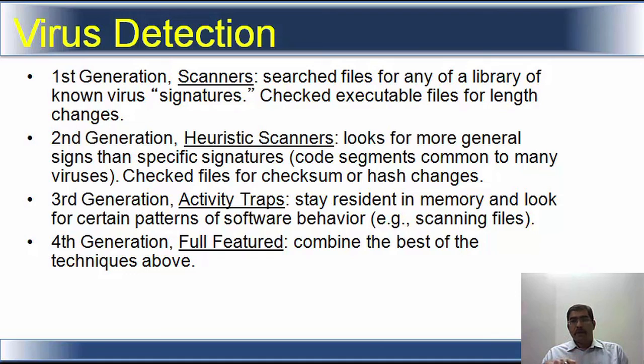The third generation was called activity traps. They stay resident in memory and look for certain patterns of software behavior, for example, scanning files.